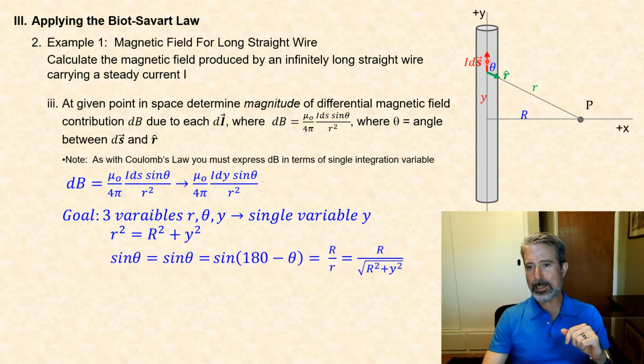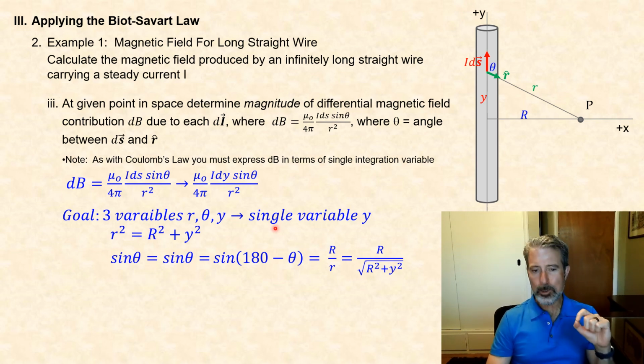You'll notice here that the sine of this angle theta is the sine of its supplement, the sine of 180 minus theta, what I'm showing you with my laser pointer. So when we look at this right triangle and at the sine of this angle, which by definition is the opposite side of the right triangle over the hypotenuse, that is going to be big R over the hypotenuse, which we already said is just the square root of R squared plus y squared.